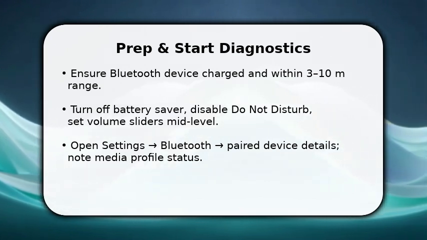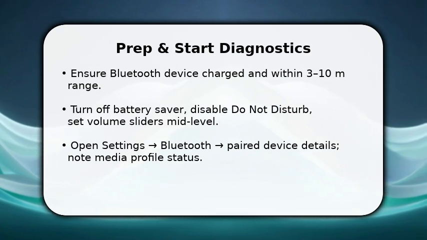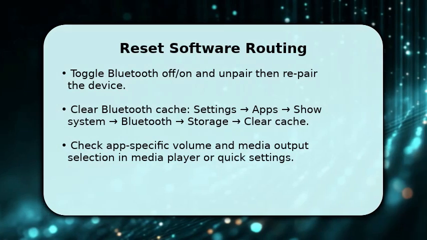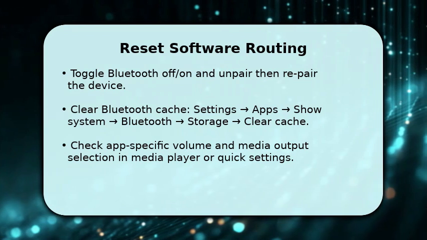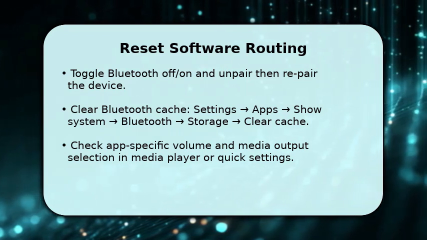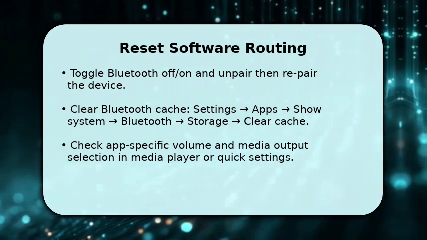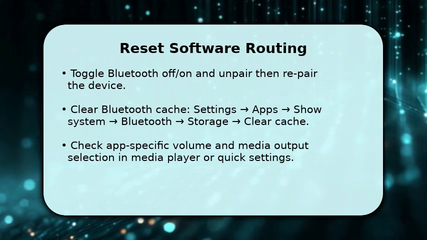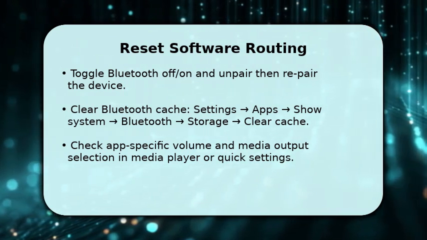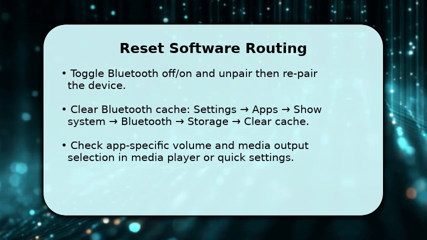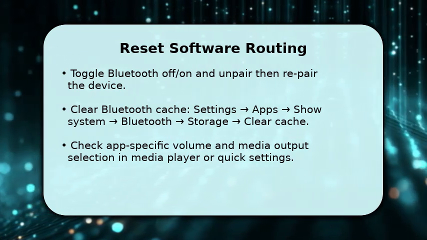Next, you'll reset how Android routes audio. First, toggle Bluetooth off and on. If that fails, unpair and repair the device. This resets the connection handshake. Then clear the Bluetooth cache in Settings, right arrow, Apps, right arrow, show System Apps, right arrow, Bluetooth, right arrow, Storage, right arrow, clear cache. This removes corrupt routing data.